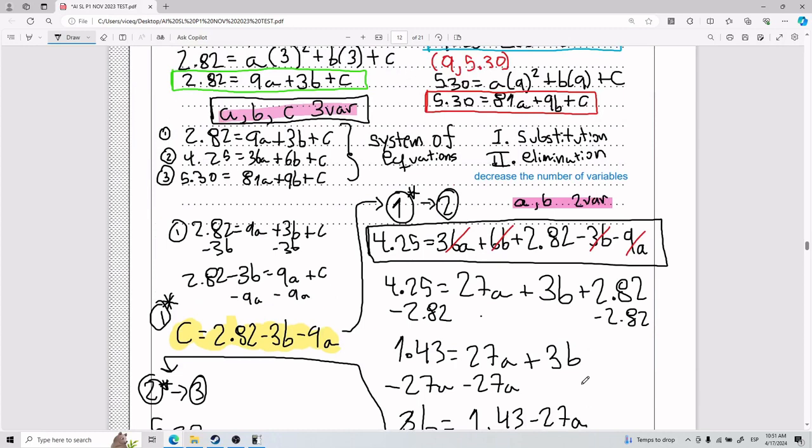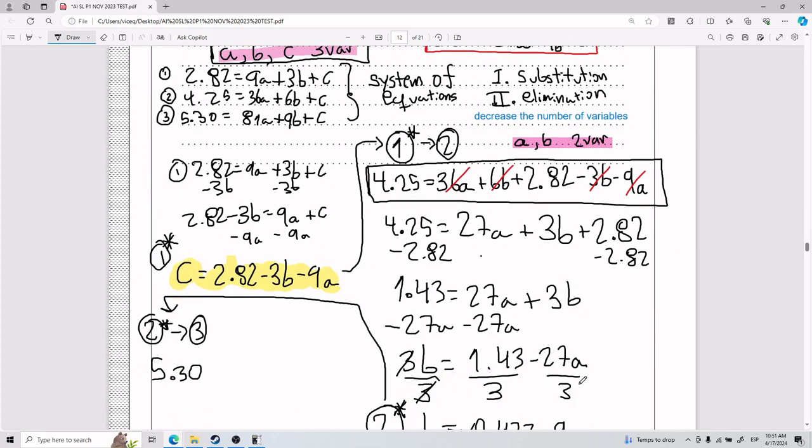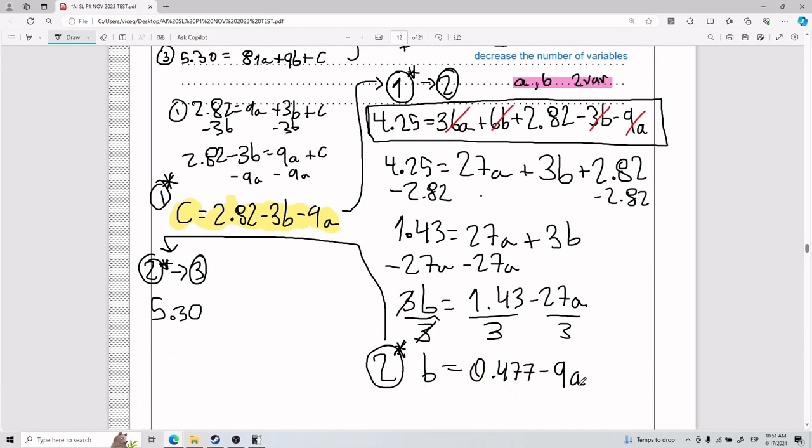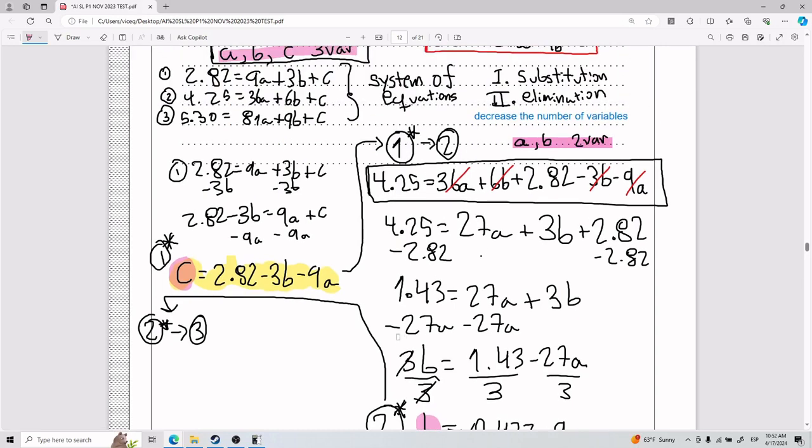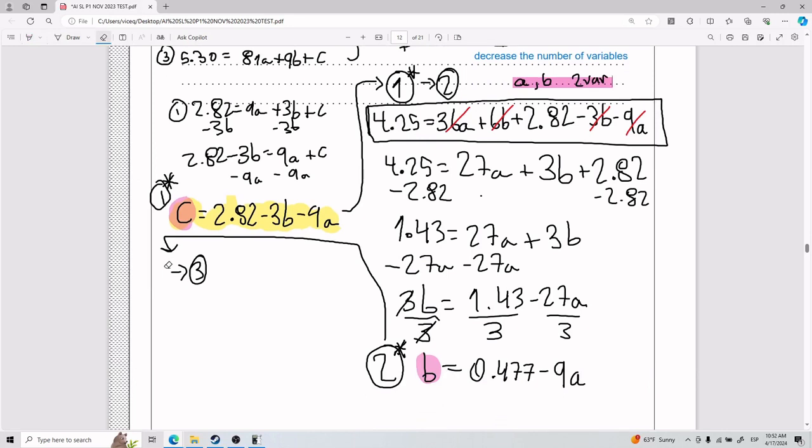Now the weird step that I just recalled: notice how on the one hand you have C equals something, and on the other hand you have B equals something. So if you plug both of these into any equation, let's say the third one, you do all of it into the third one.